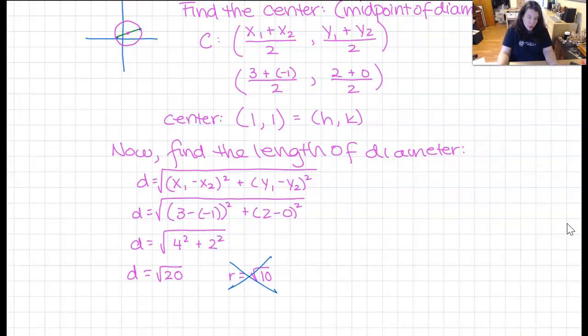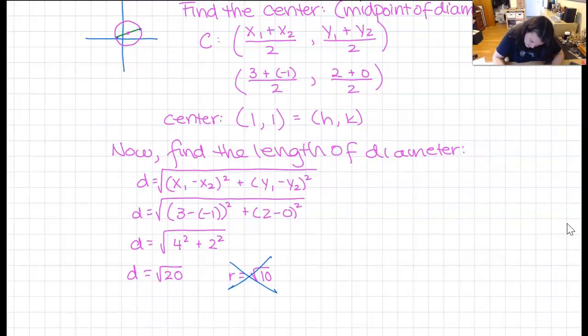So it's in between 4 and 5. But the square root of 10 is between the square root of 9 and the square root of 4. Like, it's not going to work. Don't do it. So instead, you gotta divide by 2.